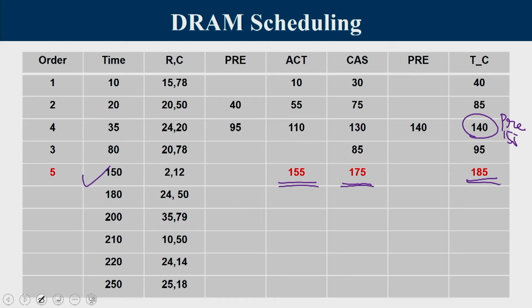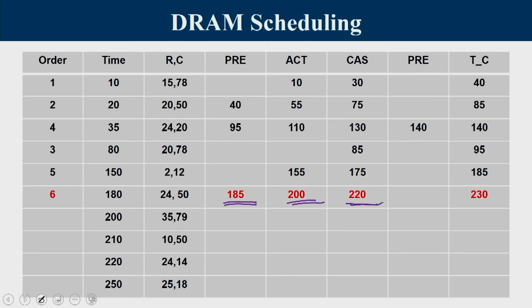If you look at 185, what do you have left? You have only one request that has been left, and that is to a different row. So there is no other way. At 185 you are giving pre-charge, and then you are giving an activate at 200, 220 cache, and at 230 the operation is over. By 230 these three requests are already there.